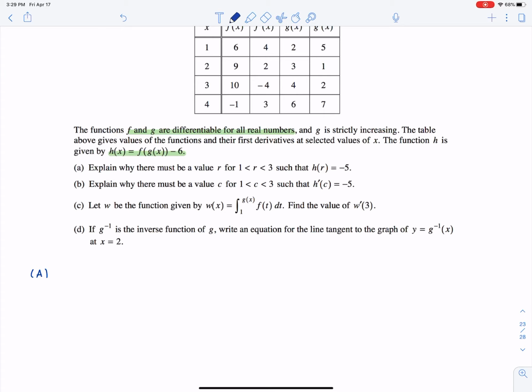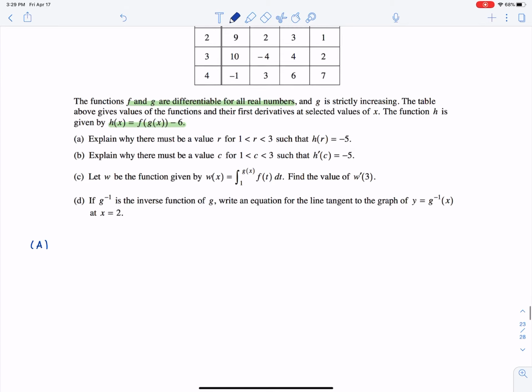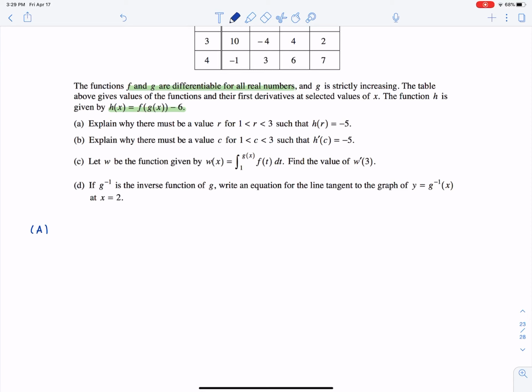Because if I can say, hey, look, h of 1 is this, and h of 3 is this other number, and h of r is some number, negative 5 is in between those two numbers, then by IVT, there has to exist this value. So again, I'll put that together a little bit cleaner, but that's my thought process here, is let's use IVT. So what do we got here?